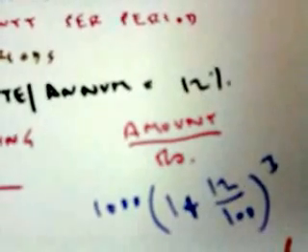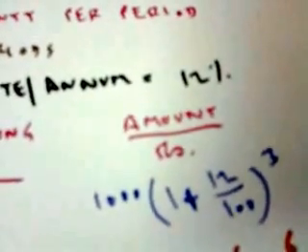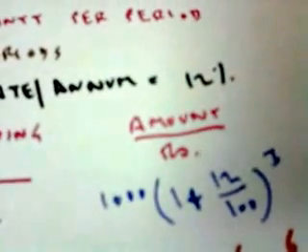Then according to the formula, the amount after 3 years will be principal 1000 into 1 plus R, for 1 year is 12%, so 12 by 100. N is the number of annual compoundings, which is 3 in 3 years. So the exponent is 3.